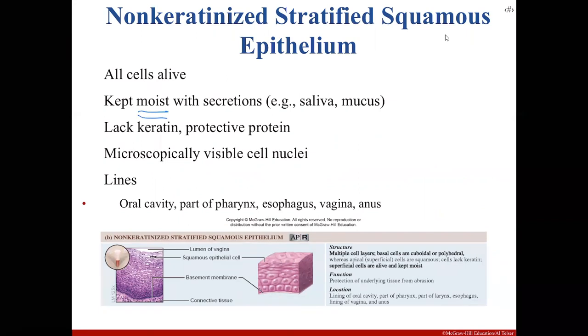So there are places that are moist, like the vagina, the anus, the esophagus, the mouth. The idea behind having all these layers is that if there's friction, layers can slough off, and there are more layers underneath that are going to help protect.